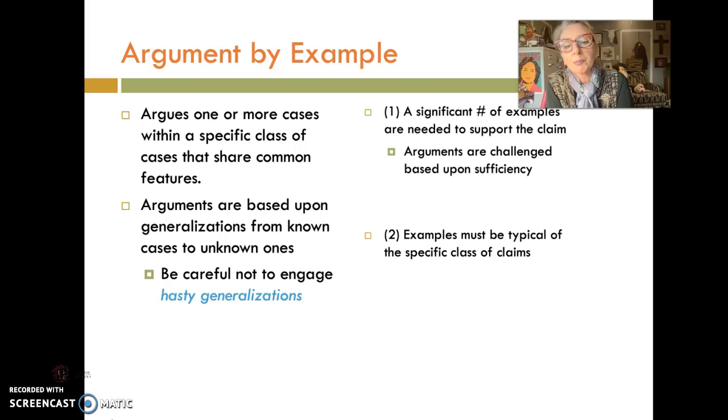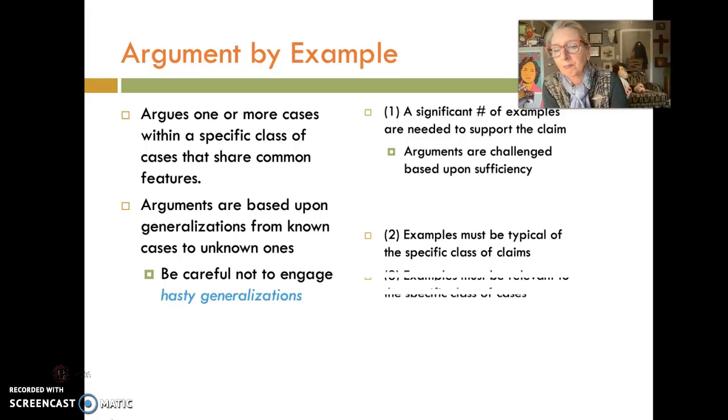Examples must be typical of a specific class of claims. So they have to be in the same class. You can't talk about cows, the dairy industry, and then talk about, I don't know, maybe even goats. You can't. Goats and cows are not the same thing. You might drink goat milk and you might drink cow milk, but how goats are raised and how cows are raised are totally different. They're not the same animal. So they couldn't be part of that class of claims.